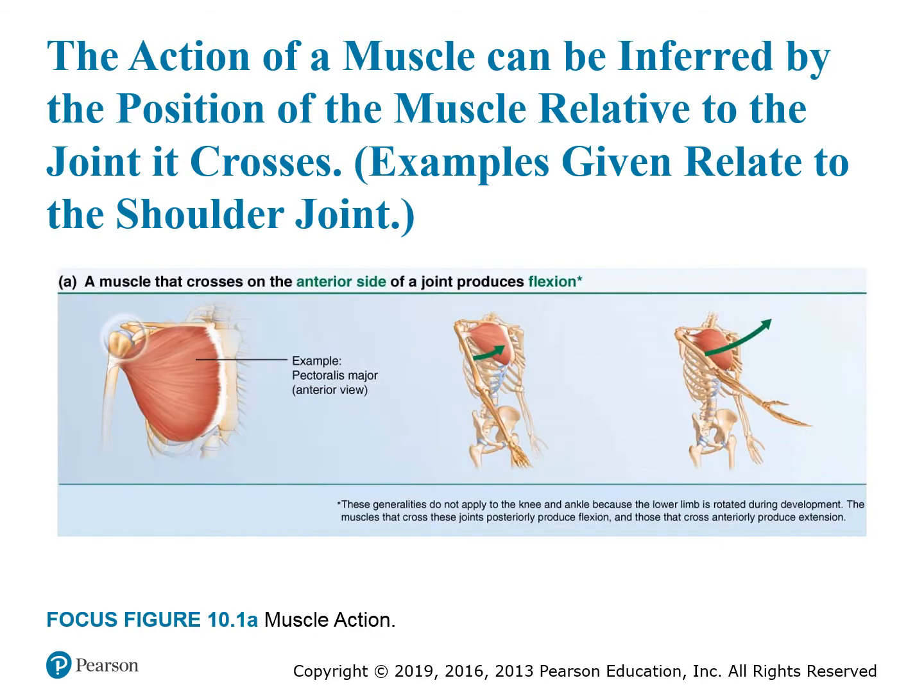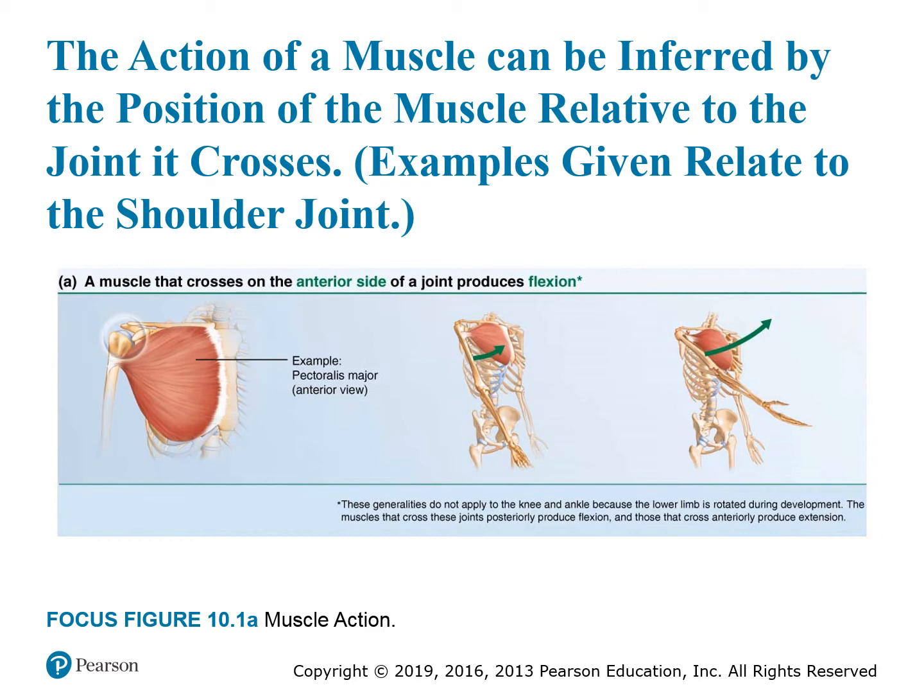Now, the action of a muscle can be inferred from where the muscle is relative to the joint that it crosses. So if we think about the shoulder joint for the next few slides, you know that it's capable of a lot of different movements. It can move anterior, posterior, lateral, medial. It can even move in a circle, right? And rotate.